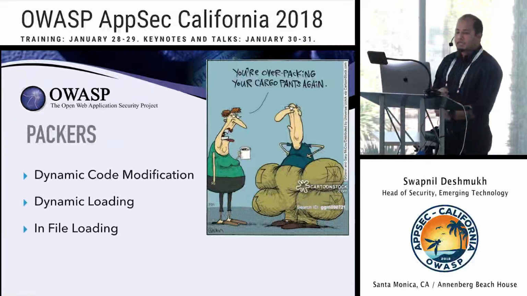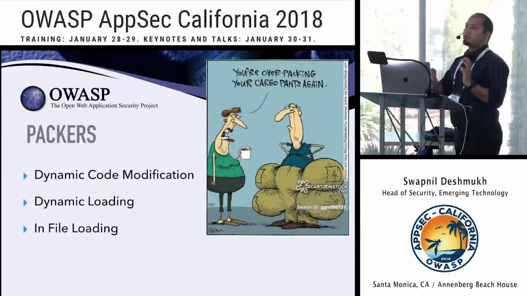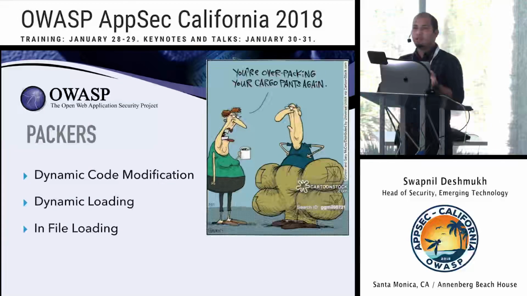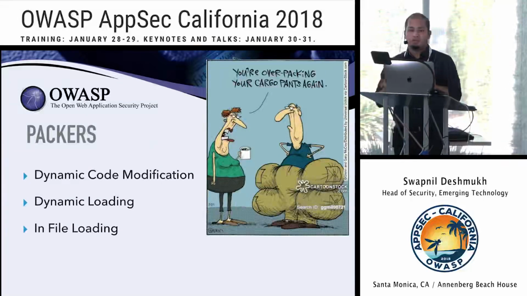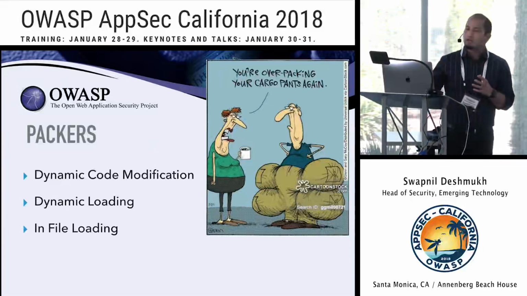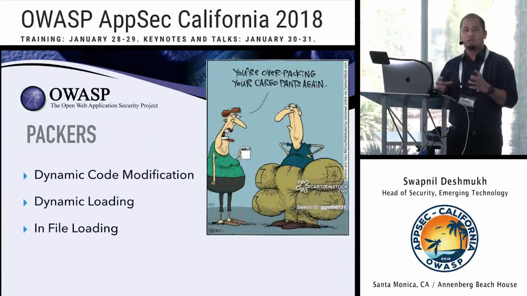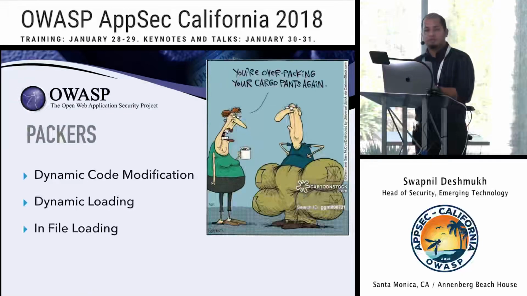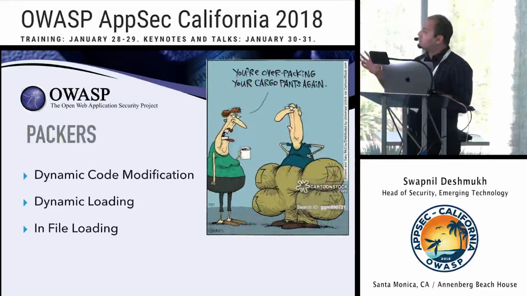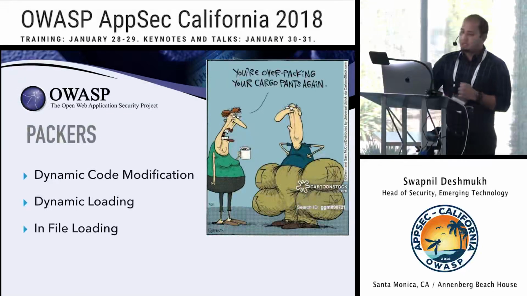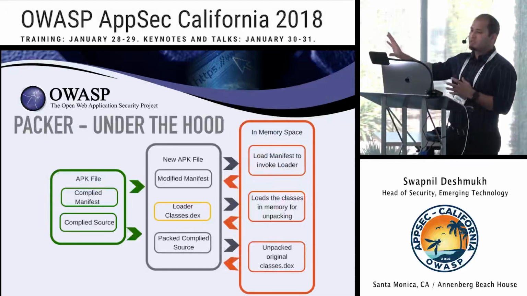There's the dynamic code modification, where you're modifying the code itself on the fly based on certain conditions, whether they are met or not. Then you load that file in the memory itself, or in certain cases within your data drive, or there could be an in-file loading as well. So conceptually, this is how it works.